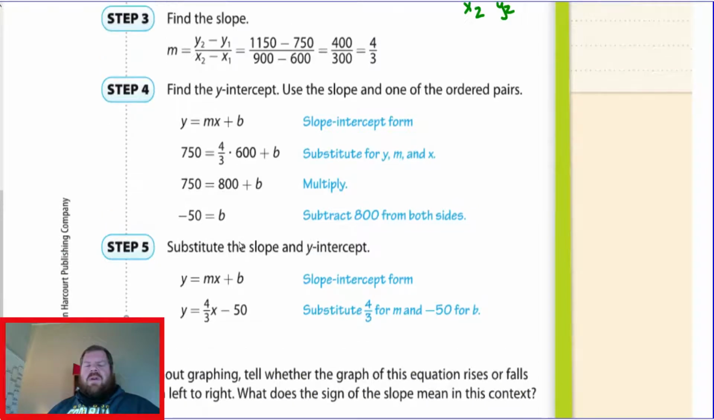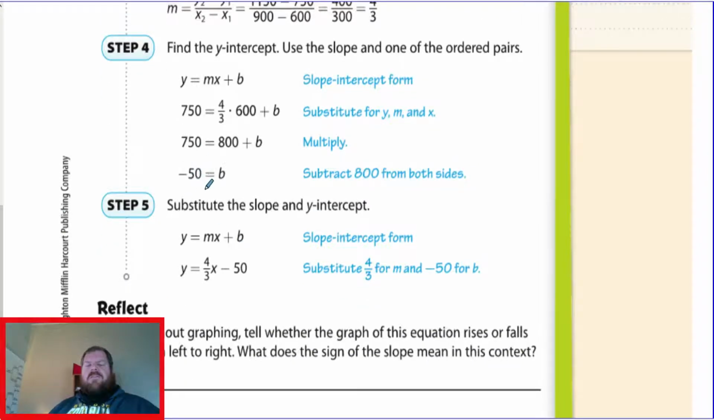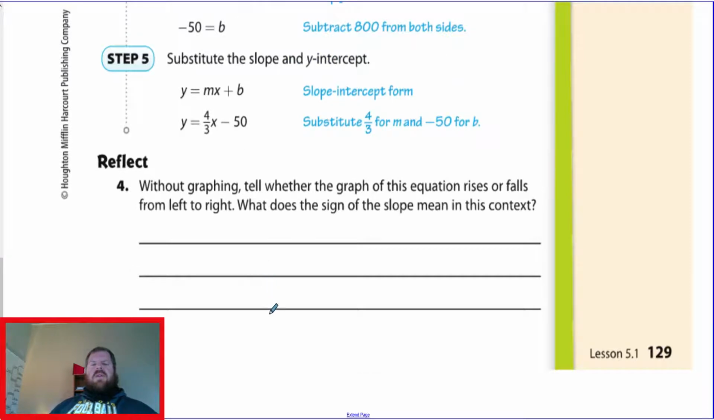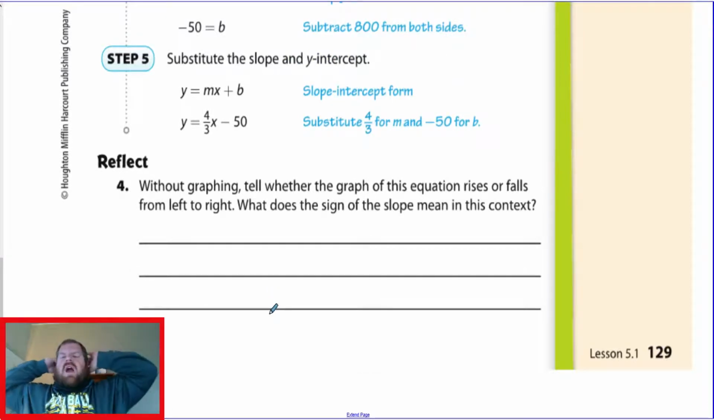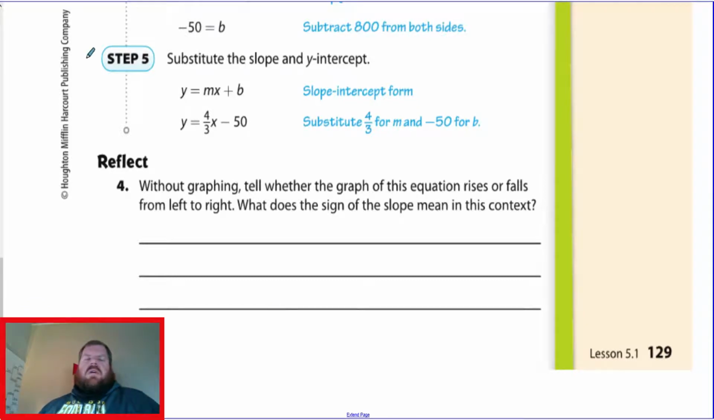So then we rewrite our equation. So we got that negative 50 for a y-intercept. We got 4/3 x minus 50. Without graphing, tell whether the graph of this equation rises or falls from left to right. And what does the sign of the slope mean in this context? Okay. So since it's a positive slope, 4/3, the graph rises from left to right. So the graph will rise.